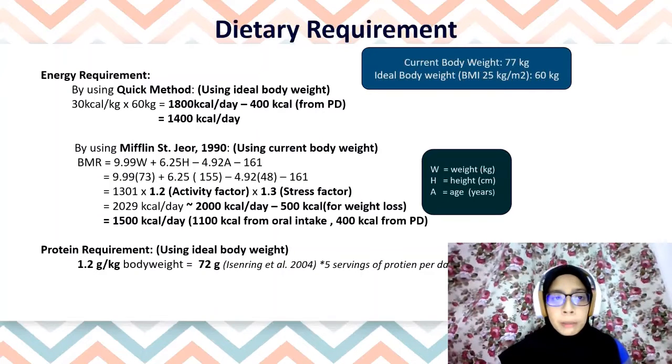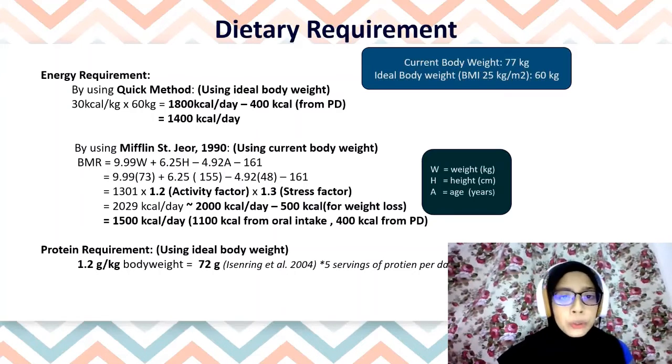So for dietary requirement, as for energy requirement, I use 2 methods, which is quick method and Mifflin St. Joe. By using quick method, which is using ideal body weight, as for this case I use BMI 25, which is 60 kg. So 60 kg times 30 kilocalorie per kg shows that patient estimated energy requirement is around 1,800, but I minus 400, as 400 calorie is from the dialysis. So patient oral intake is around 1,400 kcal per day.